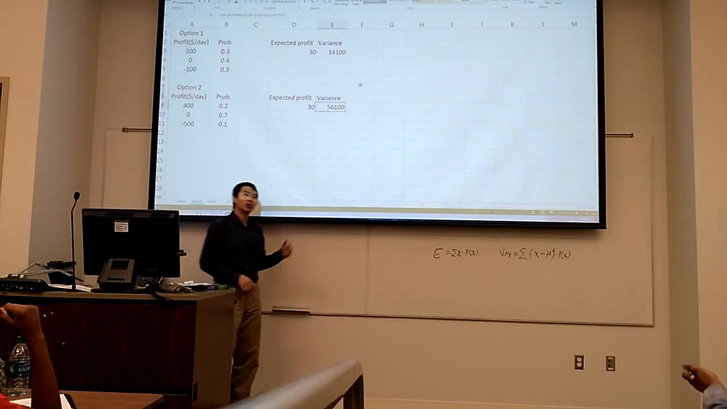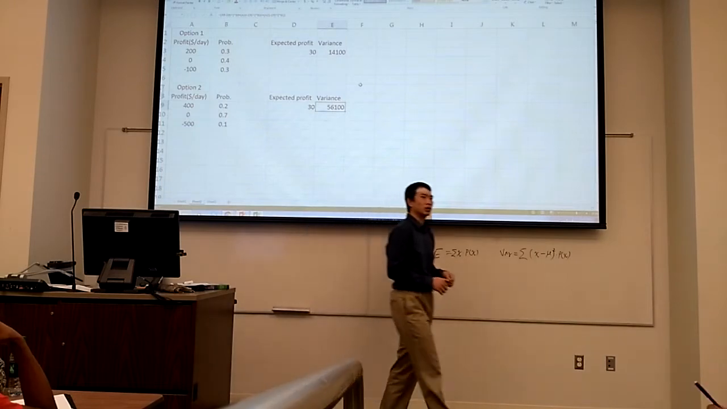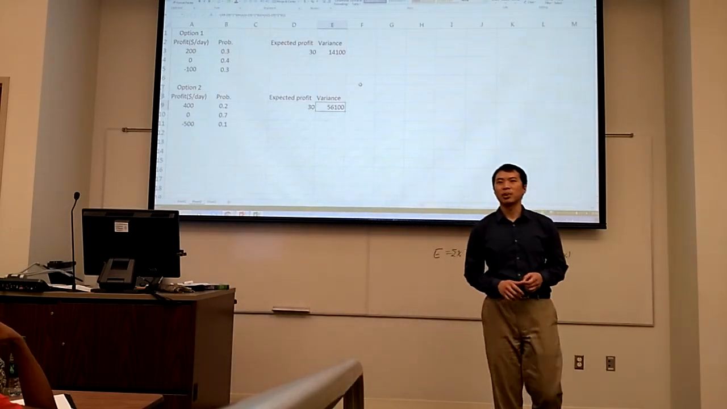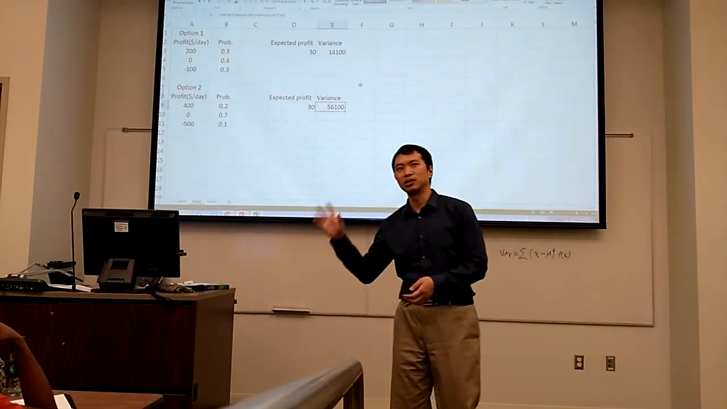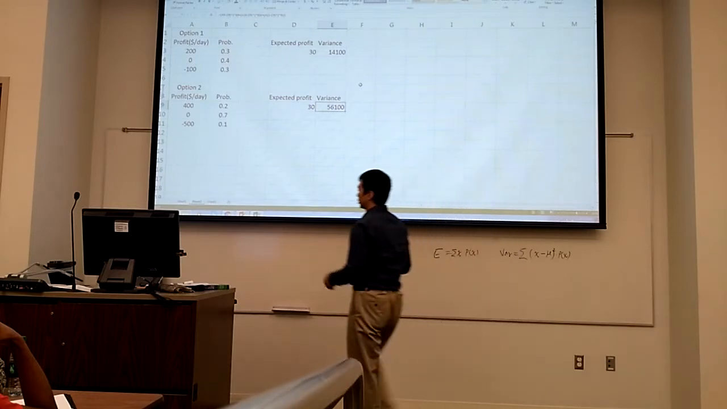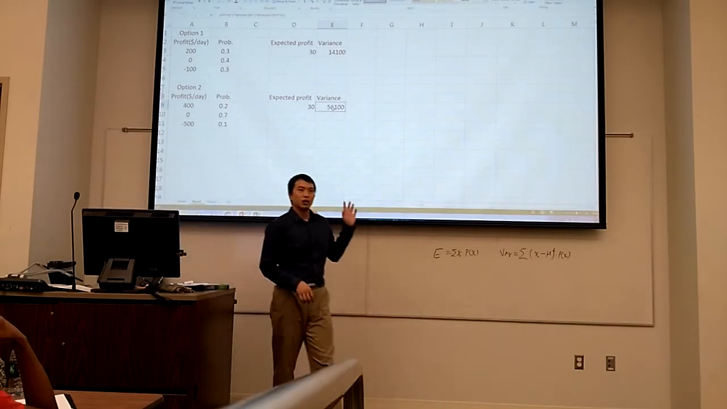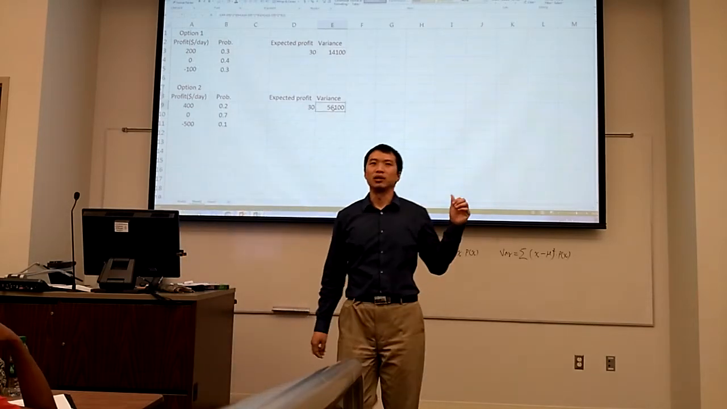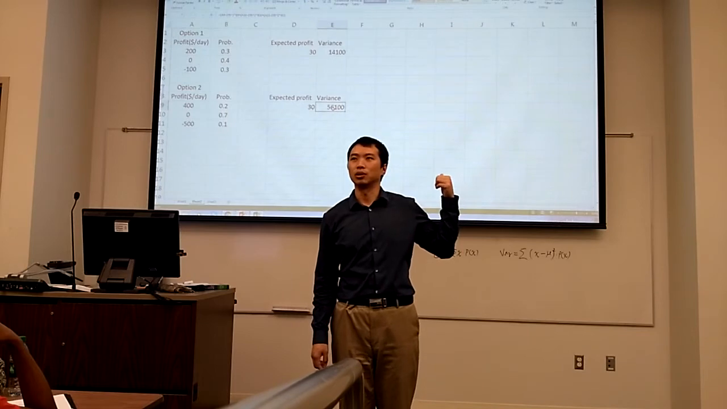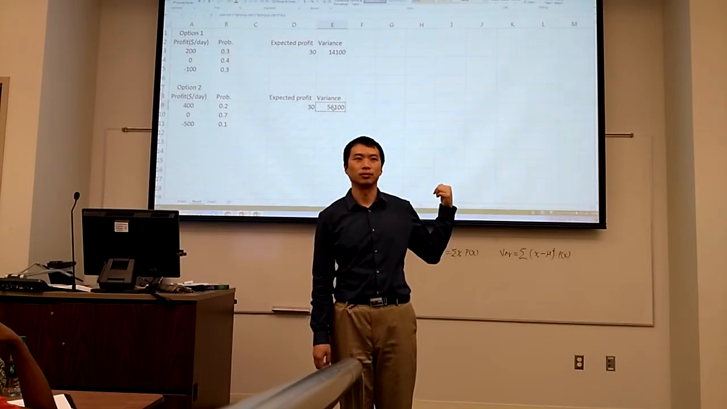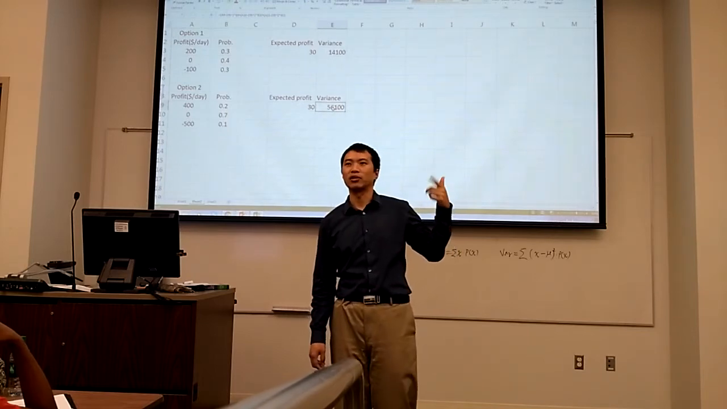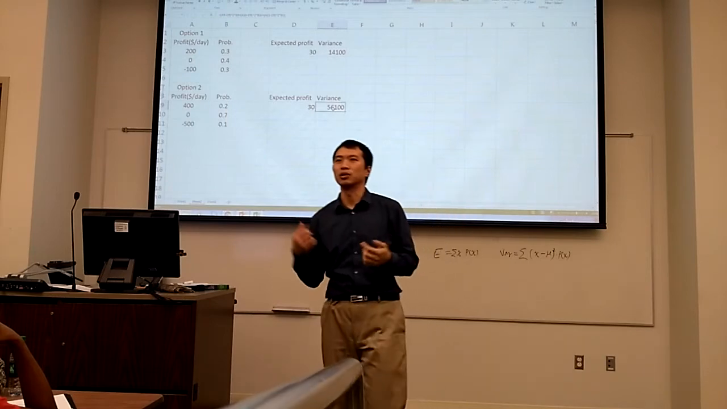Now we will see some difference. We have the same expected value for the two options, but the variances are different. So if you want to make the decision, which option do you want to choose? If you have some money to invest, which option do you prefer?